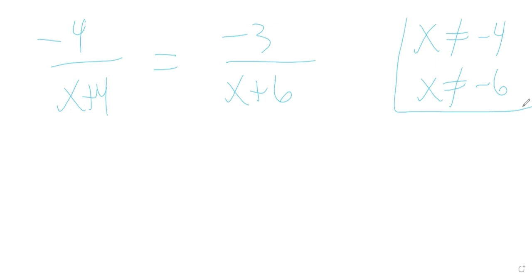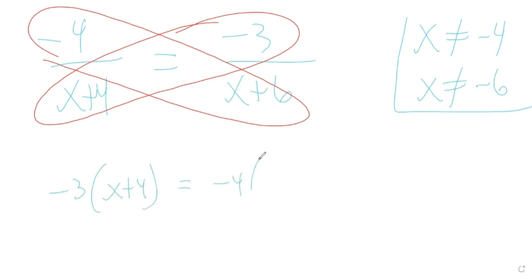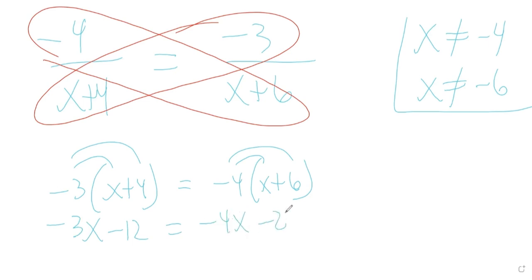So I would do this for this problem. I would cross multiply. Remember that? That's old school. Let's cross multiply. Let's do a cross product here. So that would go -3 times x plus 4 equals -4 times x plus 6. And then you guys can distribute. So -3x minus 12 equals -4x minus 24.